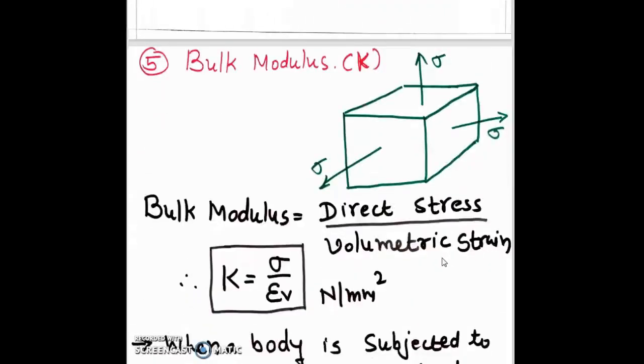Now, bulk modulus. The symbol of the bulk modulus is K. In the figure, we can observe that three stresses are acting on the object, perpendicular to each other. So how can we define the bulk modulus? There are three moduli. Young modulus we have already studied in unit 1. Second is the bulk modulus and next is the shear modulus.